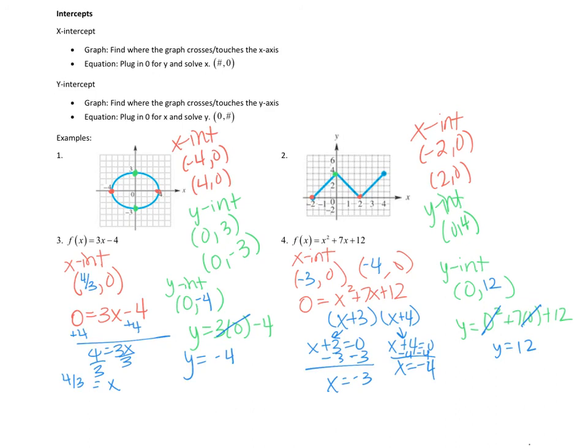So I can find an x and a y-intercept either by finding it on an axis if I'm given a graph, or by plugging in, evaluating at 0 in either the x or the y if I'm given an equation.